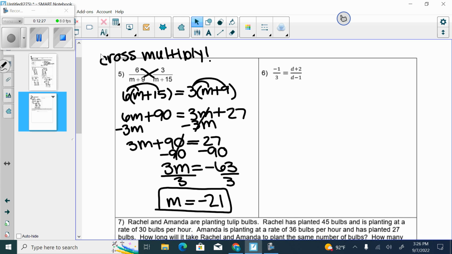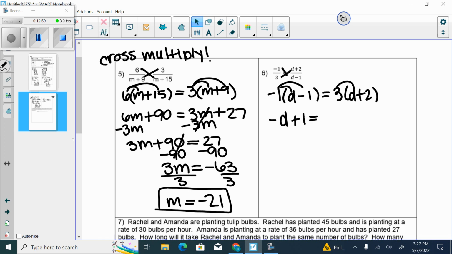Cross multiply. Good. So this direction we got -1 times d minus 1 equals, from the other direction, we've got 3 times d plus 2. Alright, so what do we have to do first on both sides? Distribute. Good. So I got -1 times d. What's that? Negative d. Good. And -1 times -1. Nice. And then over here I got 3 times d. Good. And 3 times 2. Nice. Alright, so we distributed. What should we do now?